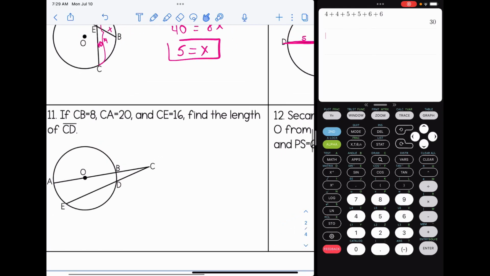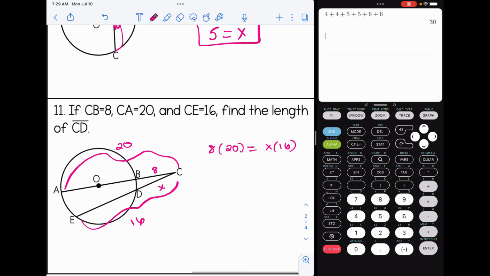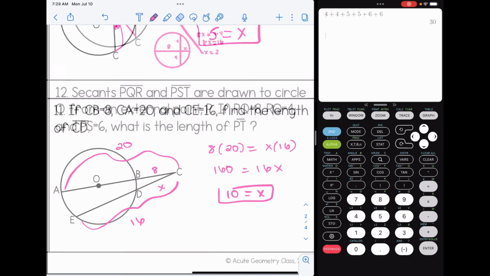All right, a couple more here. Number 11, CB is 8, CA, the whole thing, is 20. CE, the whole thing, is 16, and we're looking for the other outer piece, CD. All right, 2 secants, so my rule is outer times whole: 8 times 20 equals x times 16. So over here, I'm going to get 160 equals 16x. Divide both sides by 16, and I get x, the length of CD, is going to be 10.